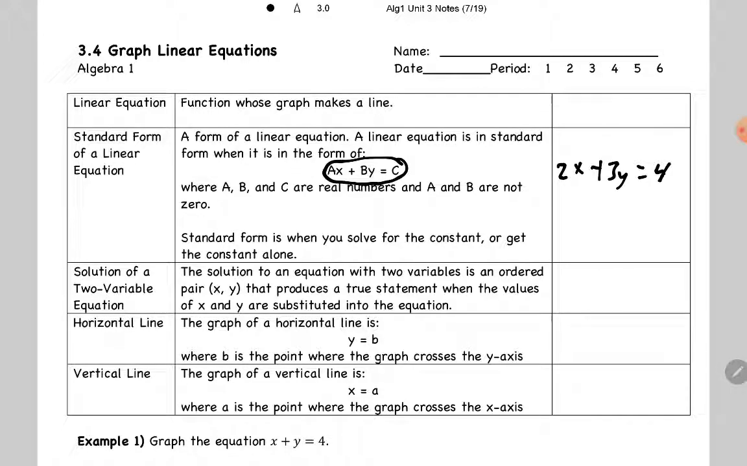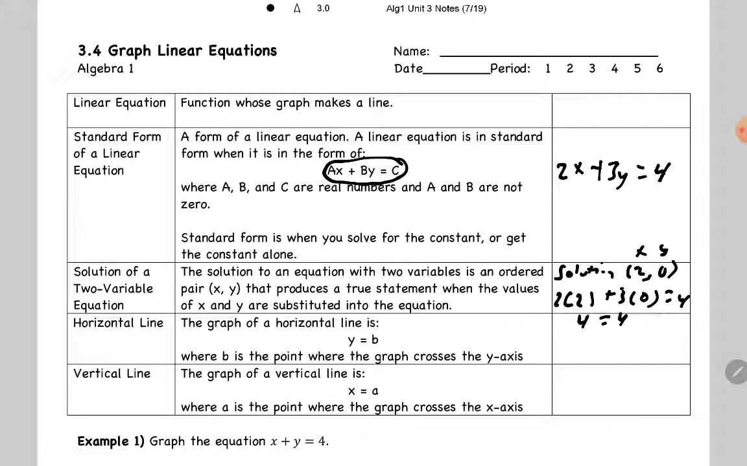A solution of a two-variable equation. So solution just means that if this was x and this was y, and we use the formula up there, if we plug it in, so for x I have 2, for y I have 0. If I get 4 equals 4, so if I get a true statement, then this is a solution. If I don't get a true statement, then it's not a solution.